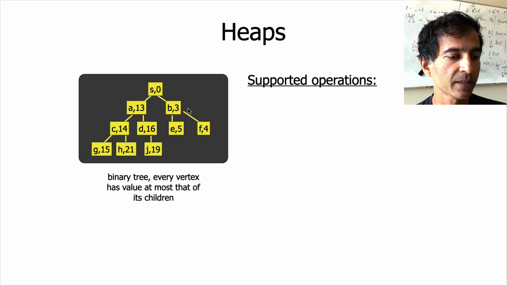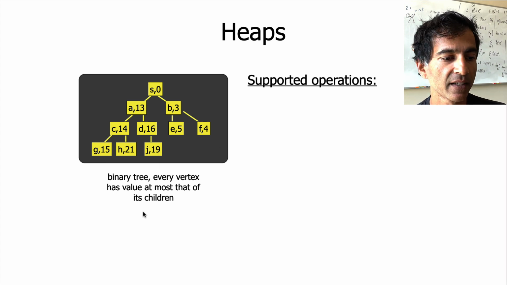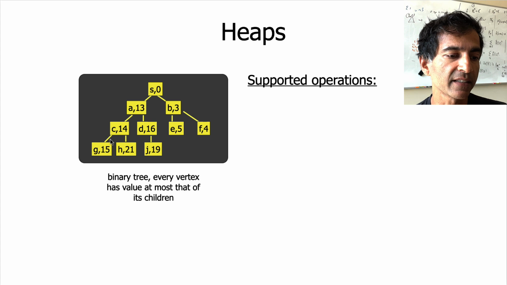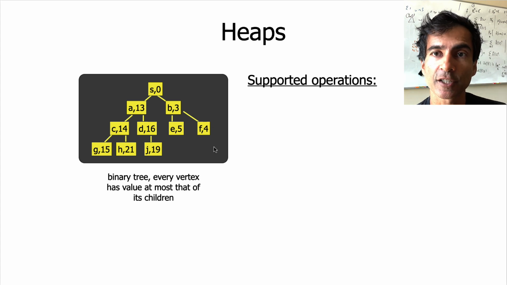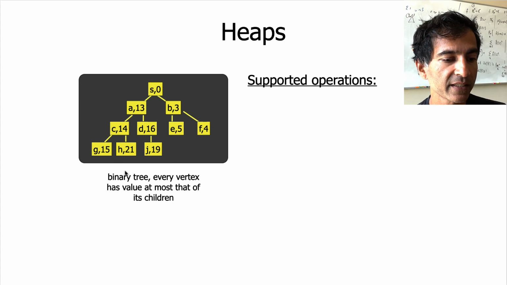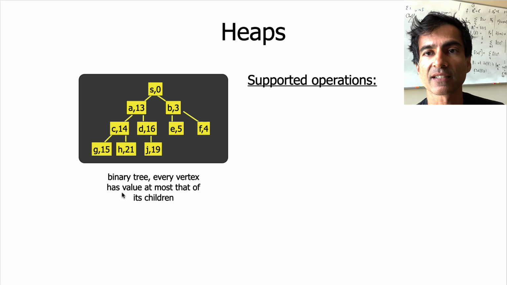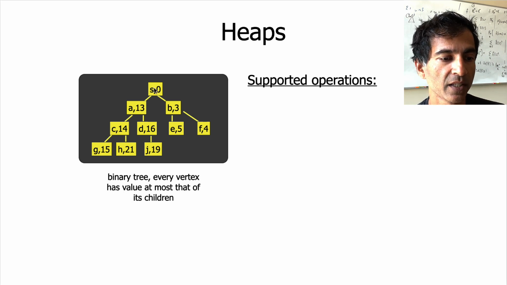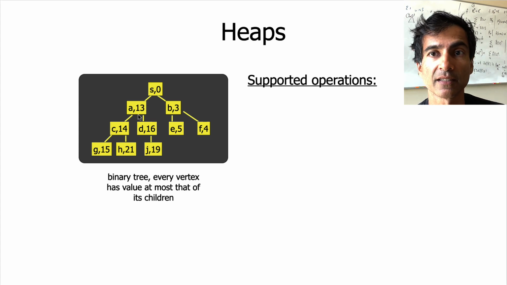What it allows us to do is maintain the set of distances in the graph and manipulate them efficiently. So what is a heap? It's a collection of all of the vertices in the graph along with their distance values. And they're maintained in the shape of a binary tree, where the invariant is that every vertex has a value that is at most the value of its children. Okay, so S here has a distance 0, then A and B, which are its children, have only larger distance values.